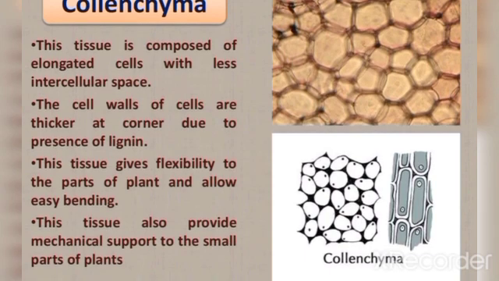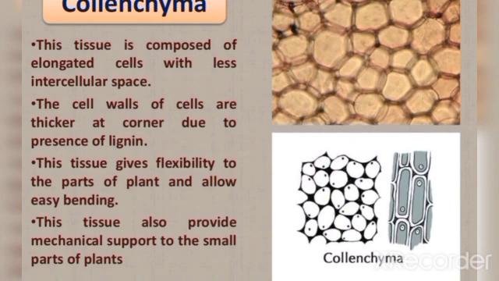Collenchyma cells are elongated in shape. They often contain a few chloroplasts. These are found below the epidermis of dicot stem and petiole of leaf. These cells also occur in the midrib of dicot leaf. Collenchyma is absent in monocot stem, root and leaf.